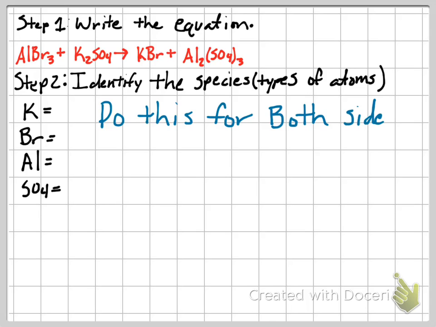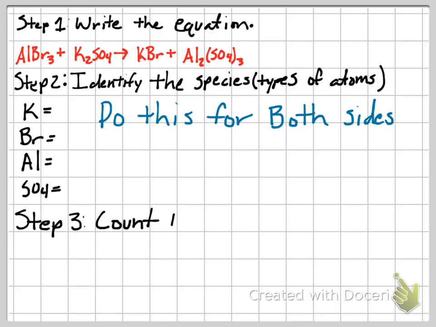Now, notice my note here. Do this for both sides. You can't do it only on one side, because remember, what we start with, we have to finish with. So, we have to have potassium, bromine, aluminum, and sulfate ions on both sides of the equation. So, moving on to the next part.